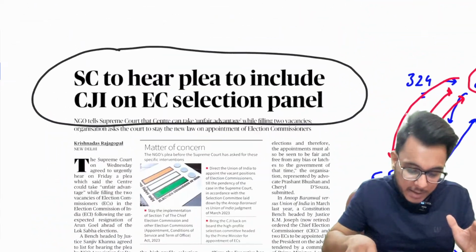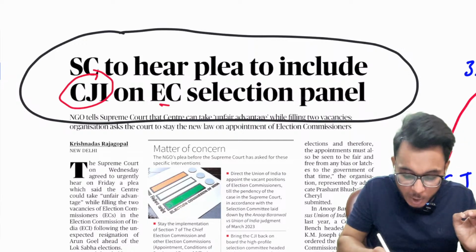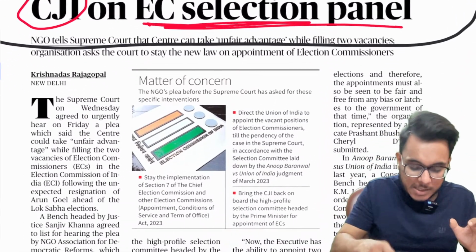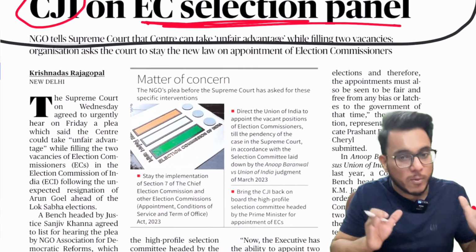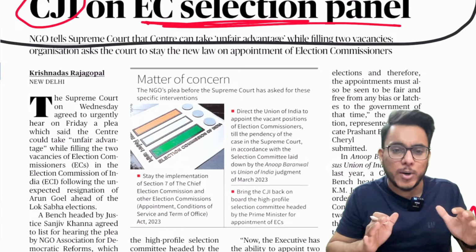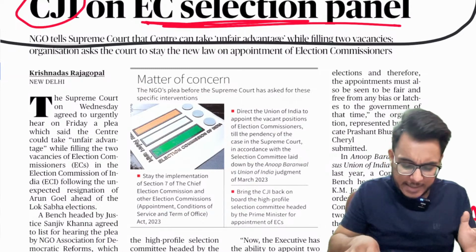A plea has been made to the Supreme Court to hear whether the CJI, Chief Justice of India, should be included in the election commission selection panel. And this particular matter has been listed as an urgent matter, and the Supreme Court will hear it. So we will follow this particular development continuously, and if the Supreme Court gives some new ruling, some new direction, we will see that particular thing.